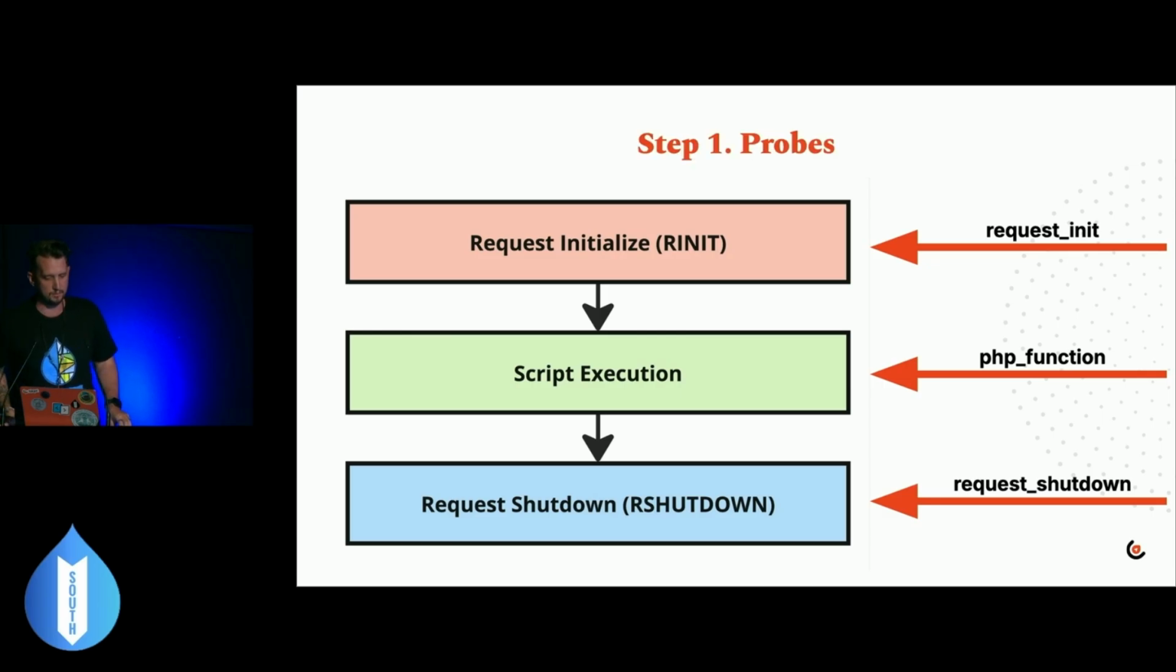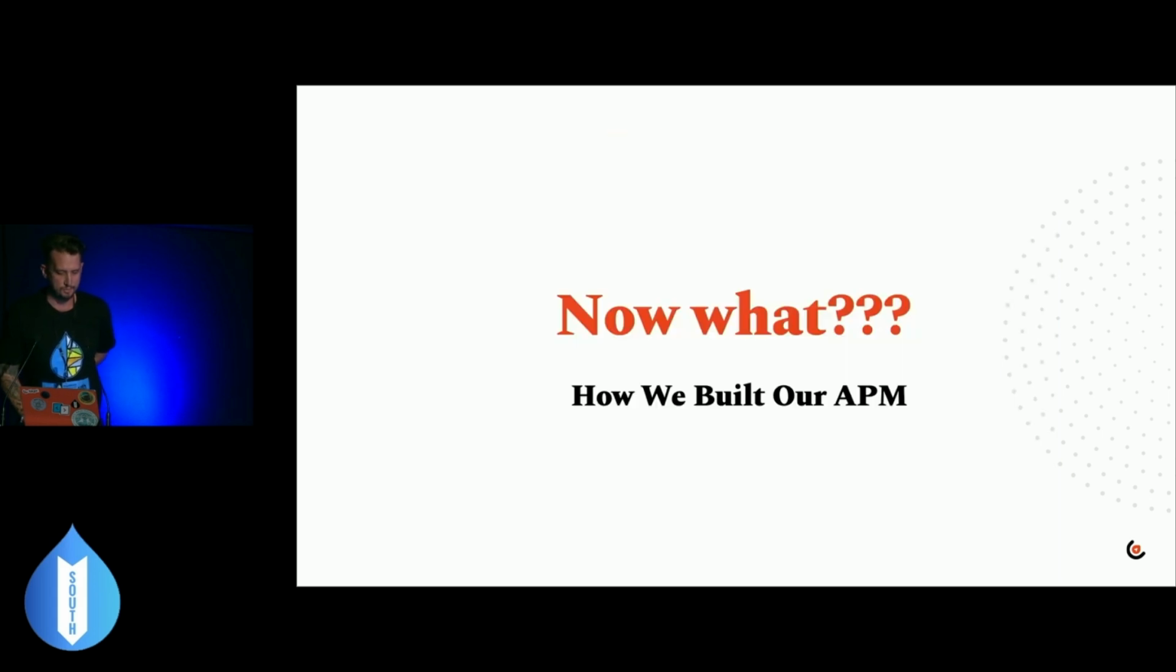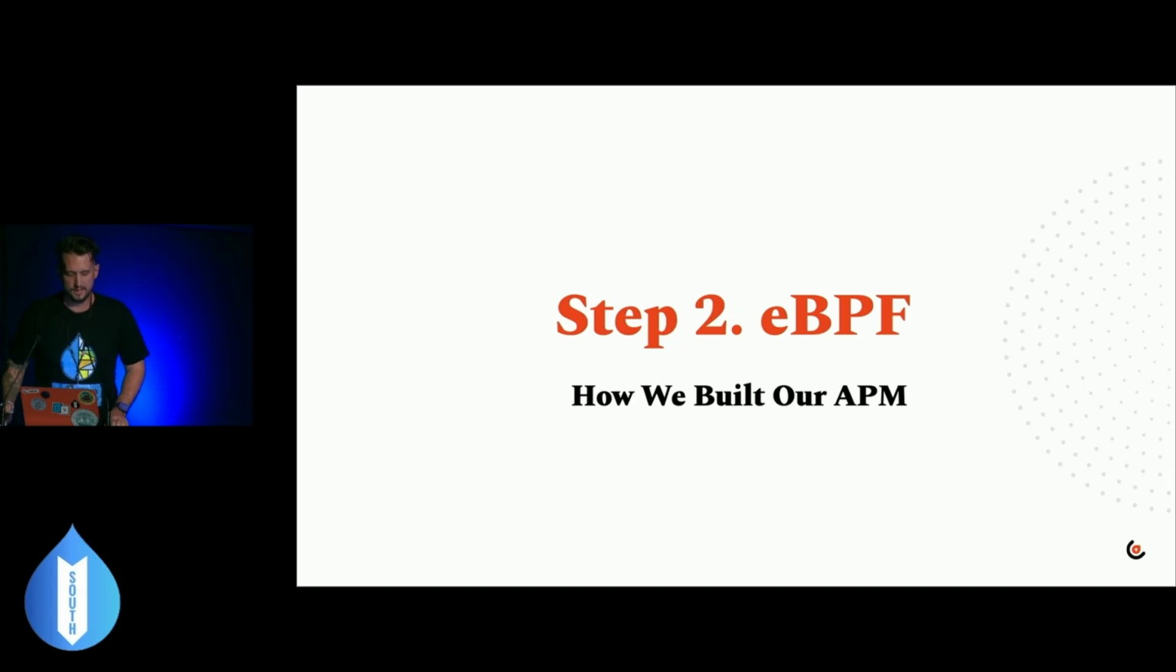And what that ended up looking like was 3 probes added by a PECL extension using Observer API, and these are them. So request init, the PHP function call, and the shutdown. That's just proof that we did. Now what? We have probes. Hooray! The next thing is that we want to actually attach those probes and pull data in.